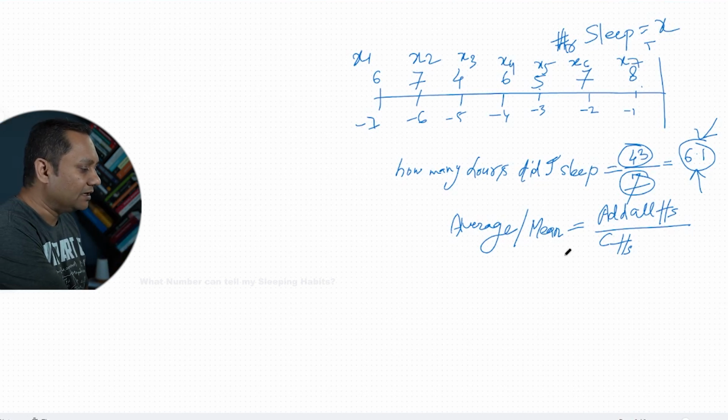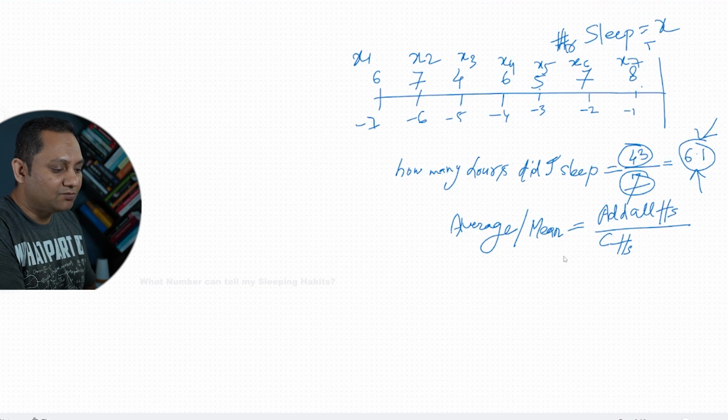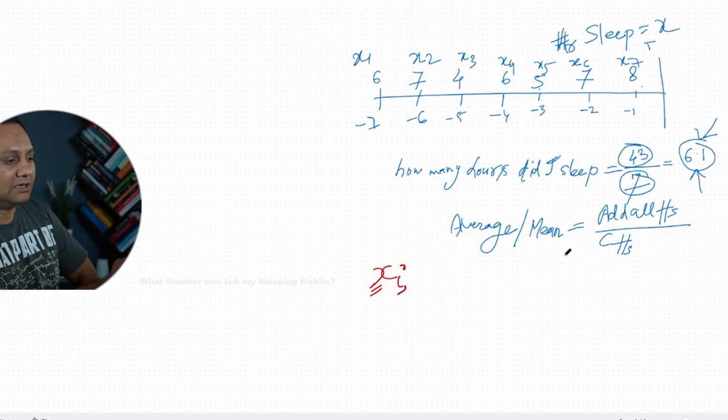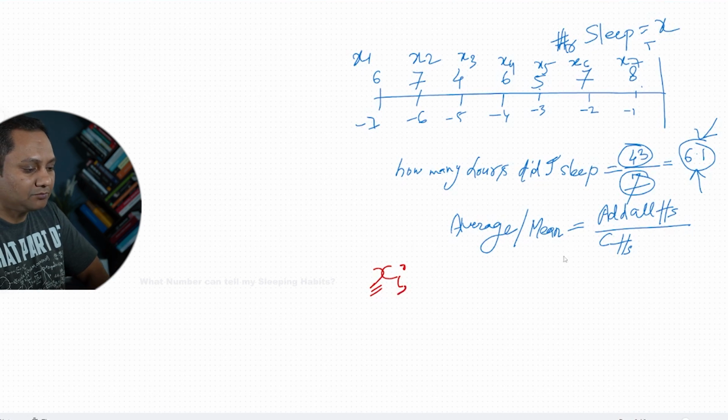So to generalize, we use this term xi. Now here x is the variable and i is the instance. So x1 is when i is 1.